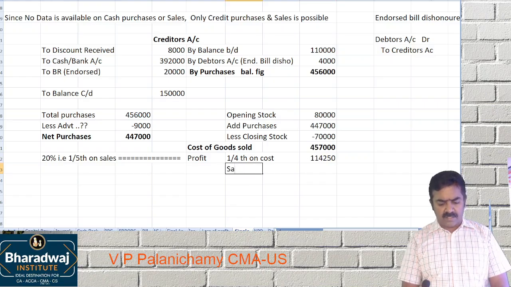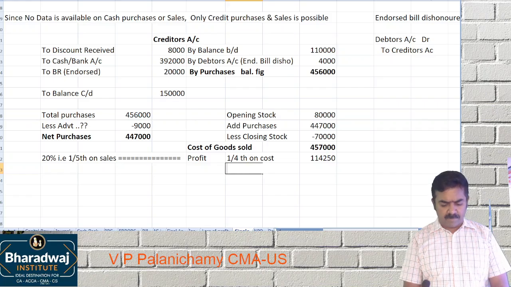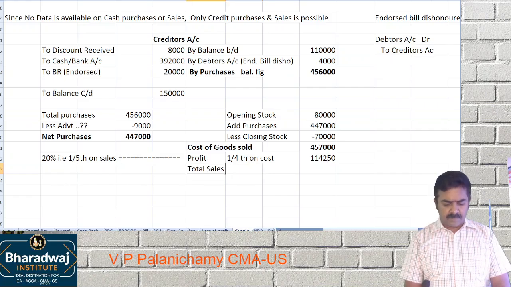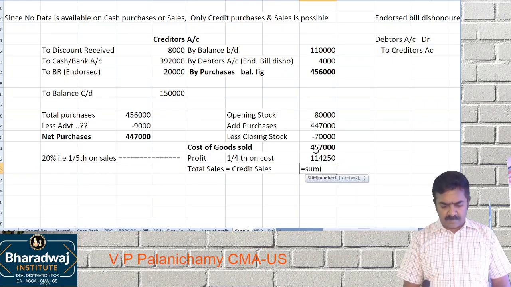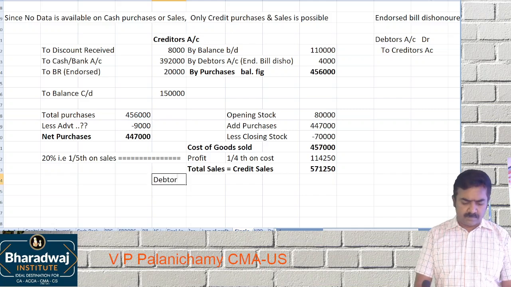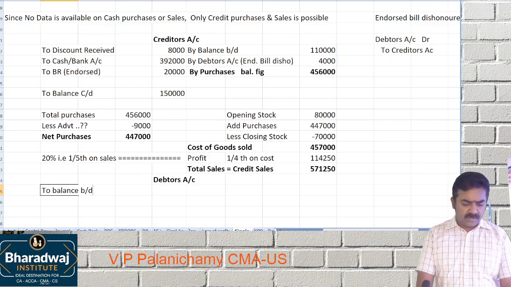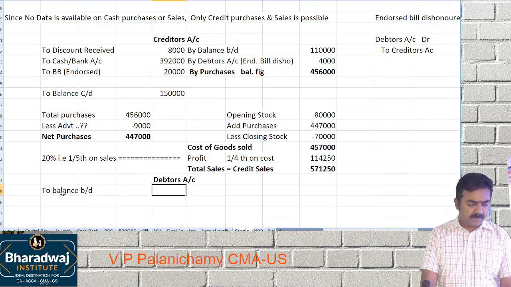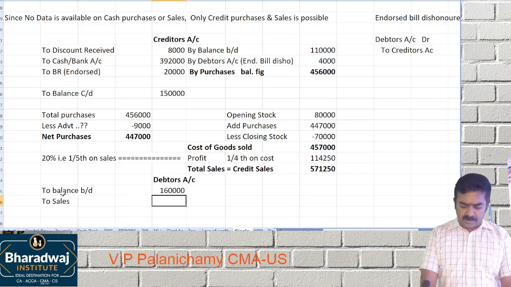The sales, that is total sales, otherwise credit sales. Total sales will be taken as which one? Credit sales. This will come in debtors account. The debtors account opening balance is given. What is the opening balance of debtors? Sales is nothing but this sales.